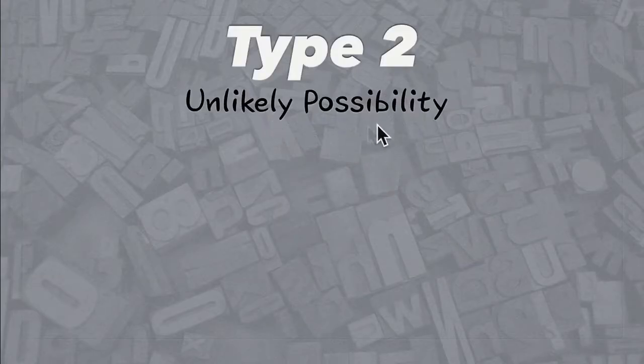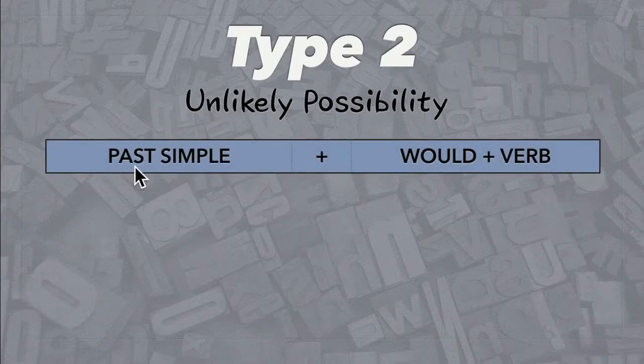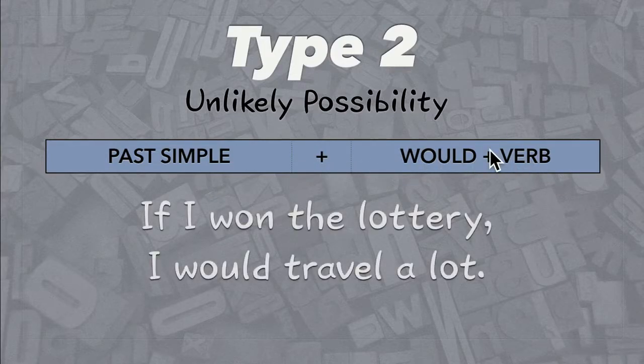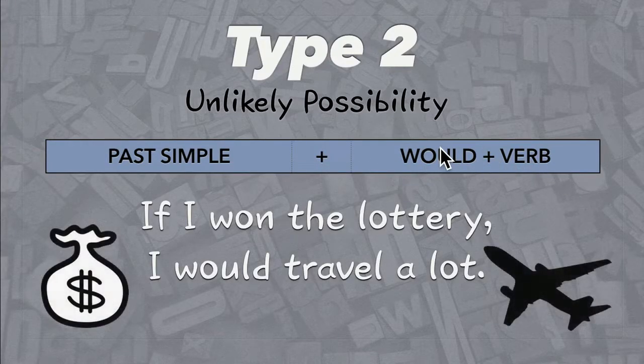Type 2, unlikely. Probably will not happen. The equation is past simple plus would verb. If I won the lottery, I would travel a lot. Won is the past of win, to win, and would verb, would travel. If I won the lottery, I would travel a lot. I would buy a lot of things. I would have a great time.